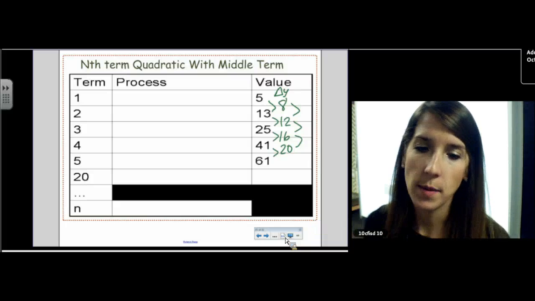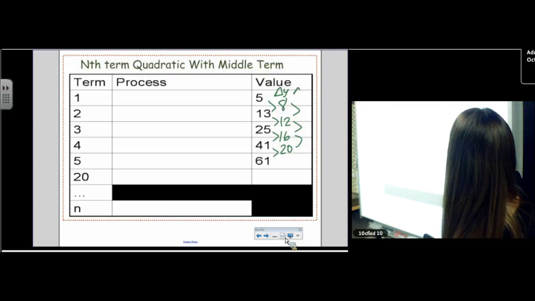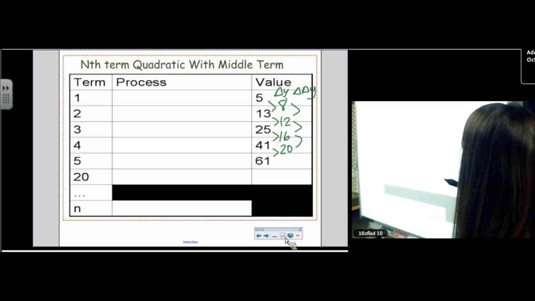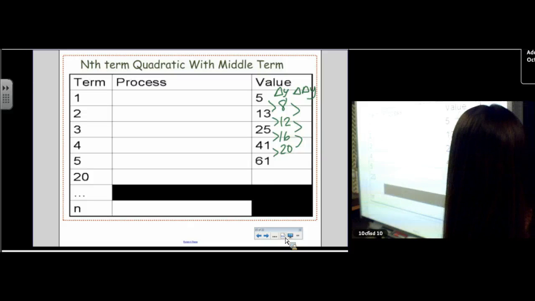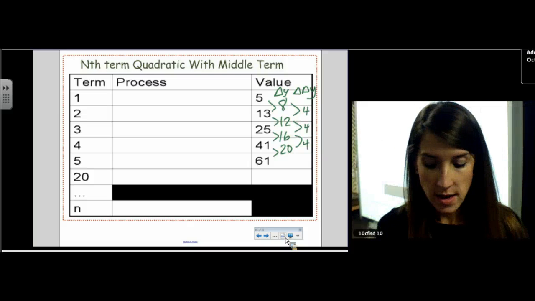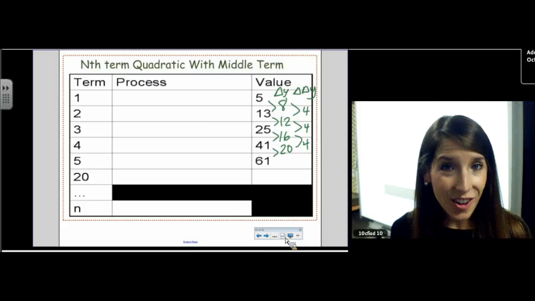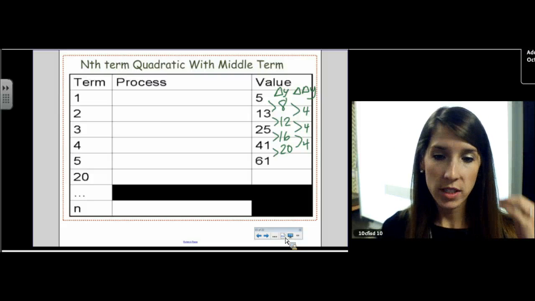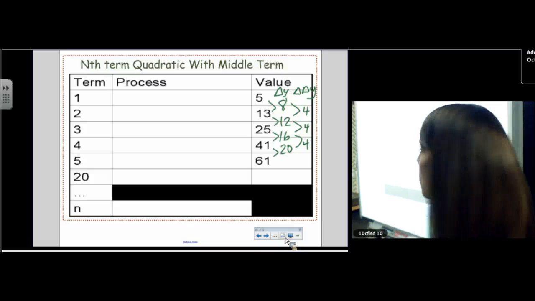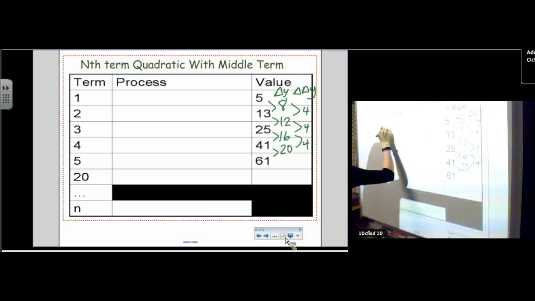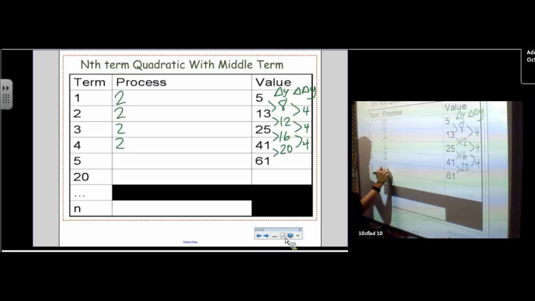So now we know that we need to do delta delta y. We do 12 minus 8 and 16 minus 12 and 20 minus 16, and we get 4, 4, 4. Now, since it's a quadratic, we're still going to do the 2, 2 rule. We're still going to take 4, divide it by 2, and that is still our coefficient. So nothing has changed so far. You still square the term.